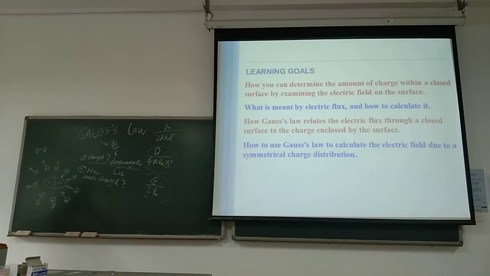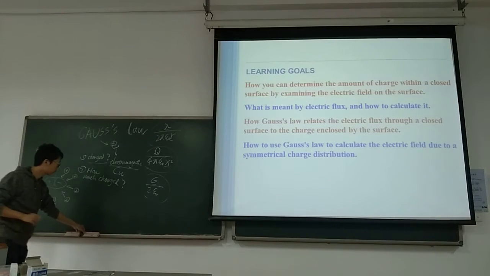And Gauss's law is another simple way to measure an electric field. And we define a new parameter, that is electric flux.